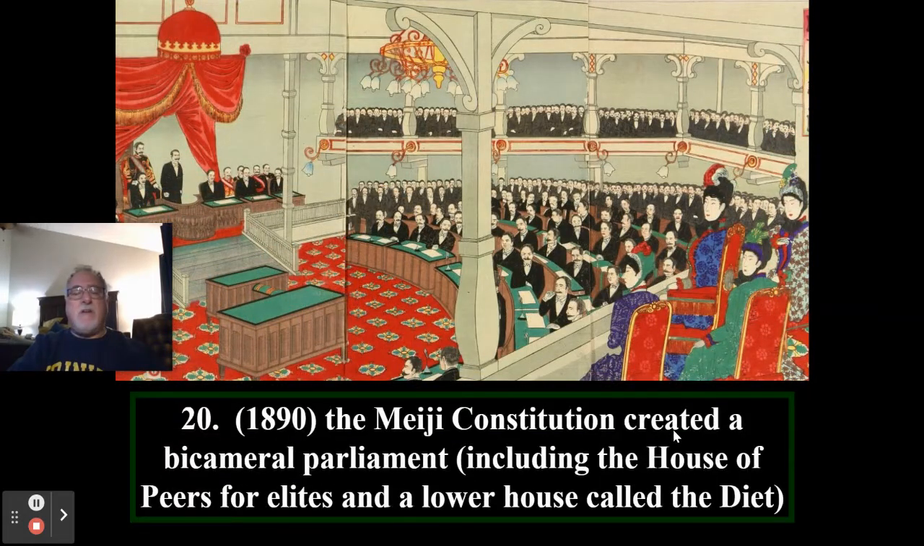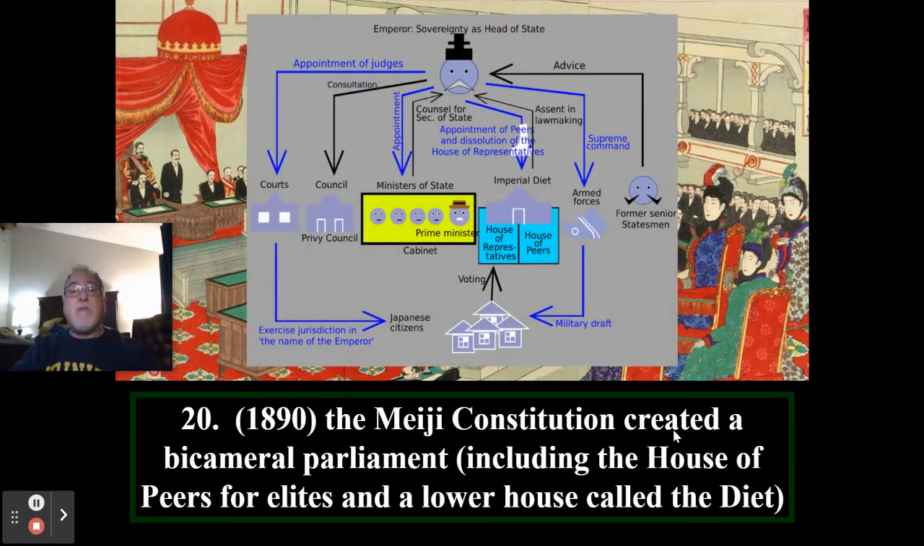Well, Japanese ingenuity. By 1890, the Meiji Constitution created a bicameral parliament, including a House of Peers for the elites and a lower house called the Diet. That's nice. Following the model of there, that's probably following a Western model. Here the emperor is sort of the sovereign head of state. The prime minister more or less runs the state. Okay.